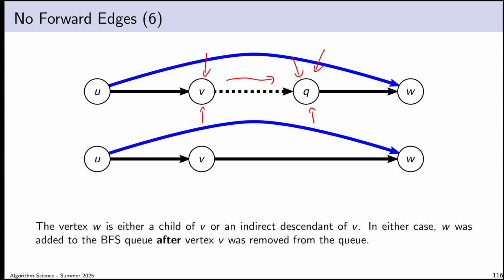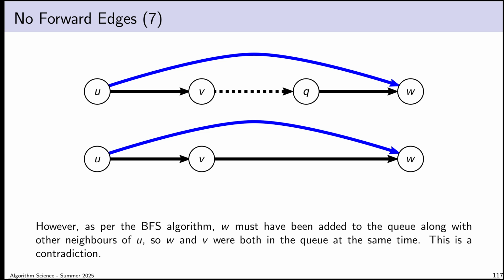So in either event, W was added to the Q after V was removed. And this is going to be a problem. As per the BFS algorithm, if we go look at the pseudocode, W must have been added to the queue along with the other neighbors of U, if you think about it. So if I added W to the queue after V, that means that as of the moment that V was removed from the queue, W was unvisited. And if I work backwards in that logic, I realize we have a serious problem, because I obviously processed U long before anything else. U was processed before V was added to the queue.